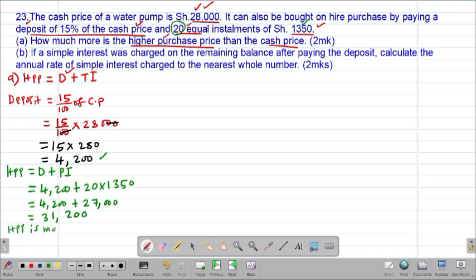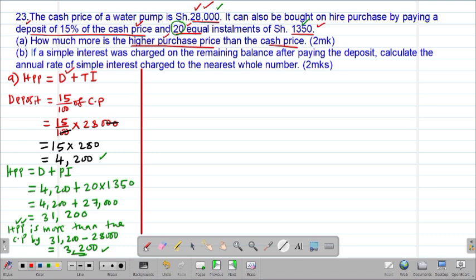So you're going to say that the hire purchase price is more than the cash price by, so we'll take the hire purchase price, which is 31,200, then we subtract the cash price, which was 28,000 shillings. So 31,200 minus 28,000 shillings, you'll get 3,200 shillings. So it means that our hire purchase price was more than the cash price by 3,200 shillings. Then we move to part B of the question.